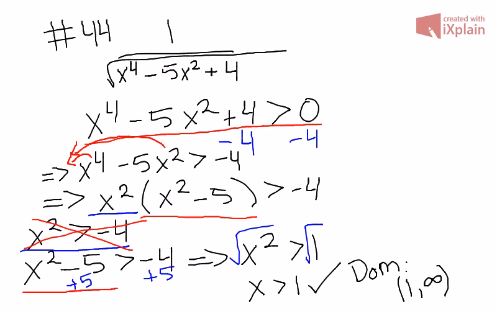So our domain is going to be everything that's bigger than 1. Basically, we can plug anything that's greater than 1 into this thing up here, and we'll get something that's bigger than 0, which is good. So that means our domain is from 1 to infinity. Cool. Alright, number 49.